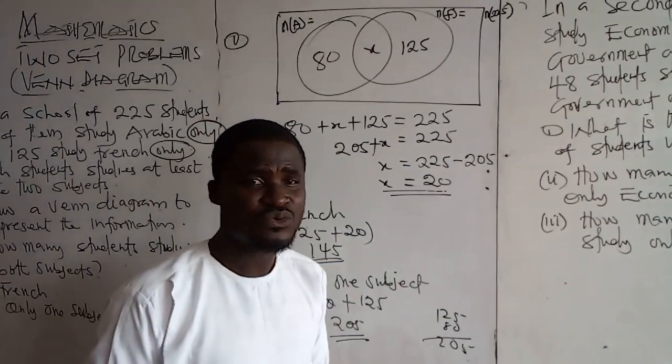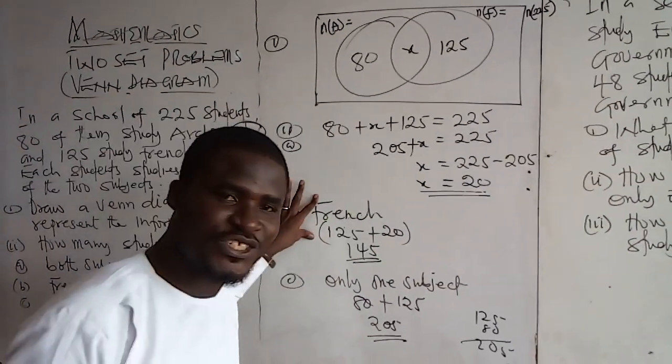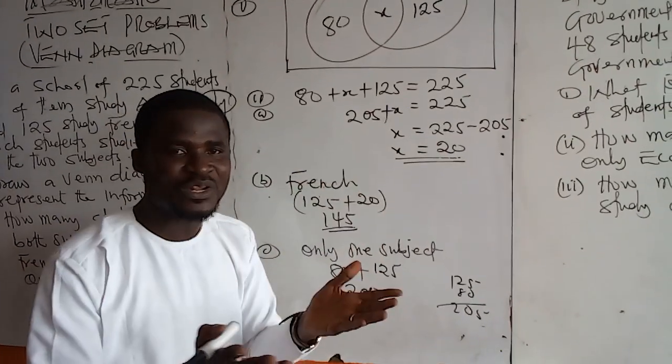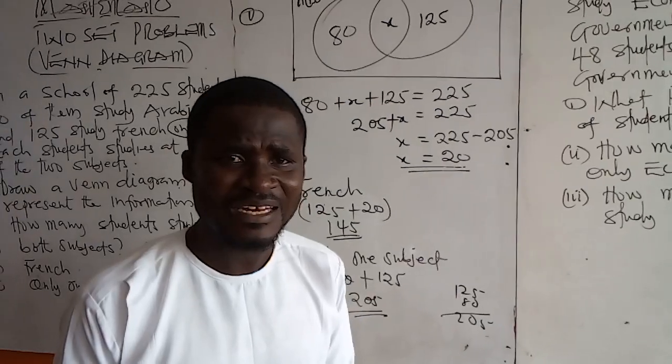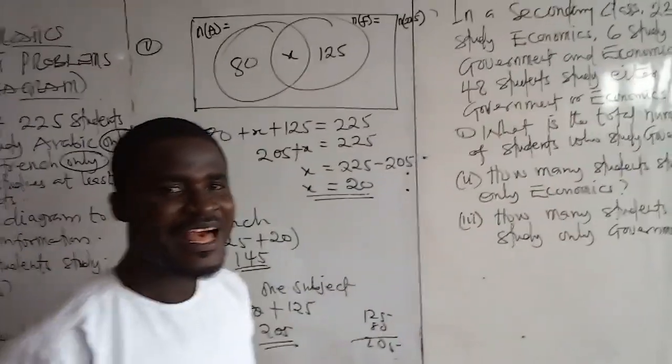They can also ask you, what's the probability of students who study French? It will be 145 over the total number of students in the class. And you're getting everything. That's good. Let's go to the last example and see.